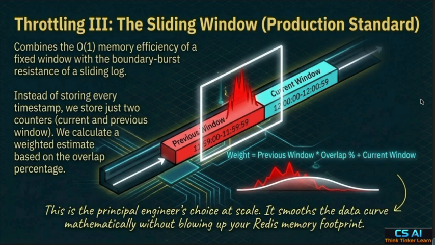The production standard is throttling pattern 3, the sliding window. This is the principal engineer choice. It combines the memory efficiency of the fixed window with the burst resistance of a sliding log. Instead of storing every timestamp, we store just two counters, current and previous window, and calculate a weighted estimate based on the overlap percentage. It smooths the data curve mathematically without blowing up your Redis memory footprint.